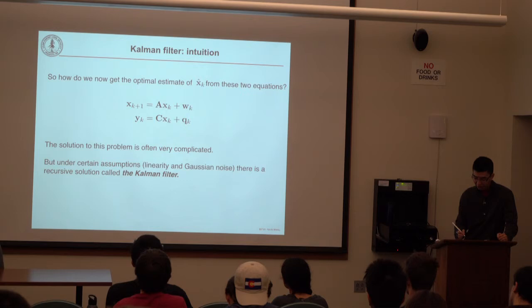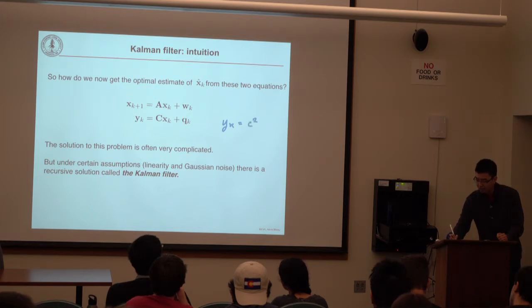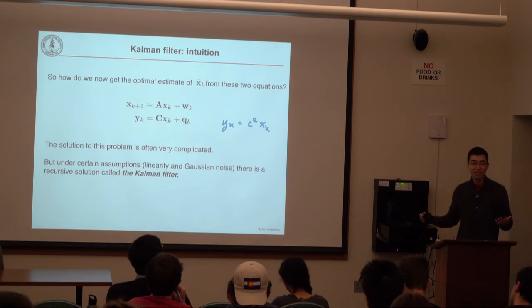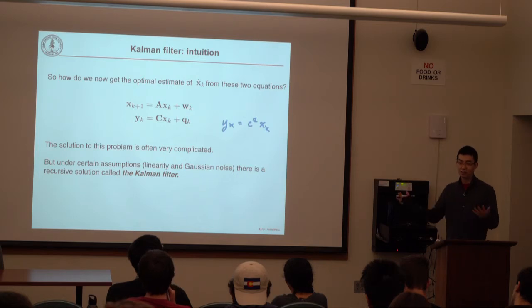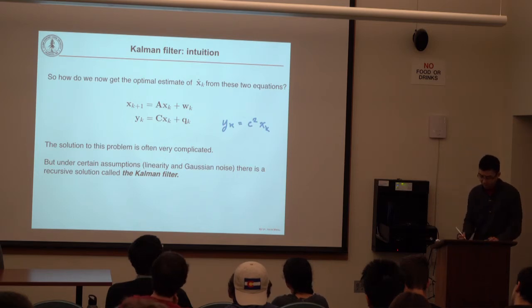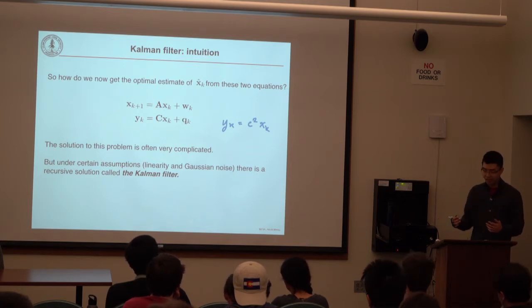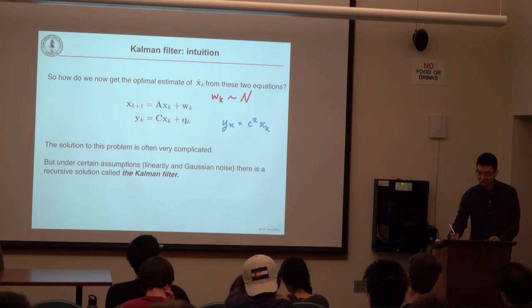But if, for example, in my observation process, I instead had y of k is equal to c squared times x of k, where c is some scalar, this is now a nonlinear equation. And we couldn't use our vanilla Kalman filter to do this. We would have to start making approximations. And the other assumption that we make is Gaussian noise. And so that means that the distributions of these w's and these q's are Gaussian, as we described in the previous lecture. That is, that w_k arises from something that has a normal distribution.